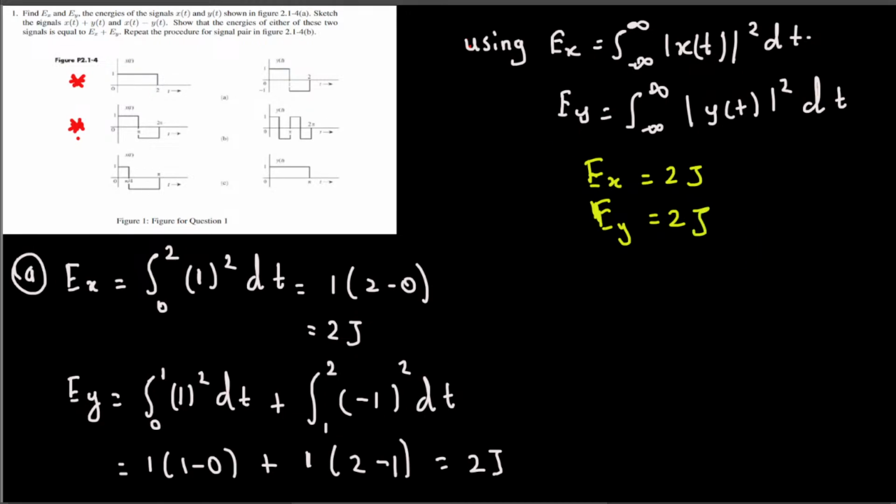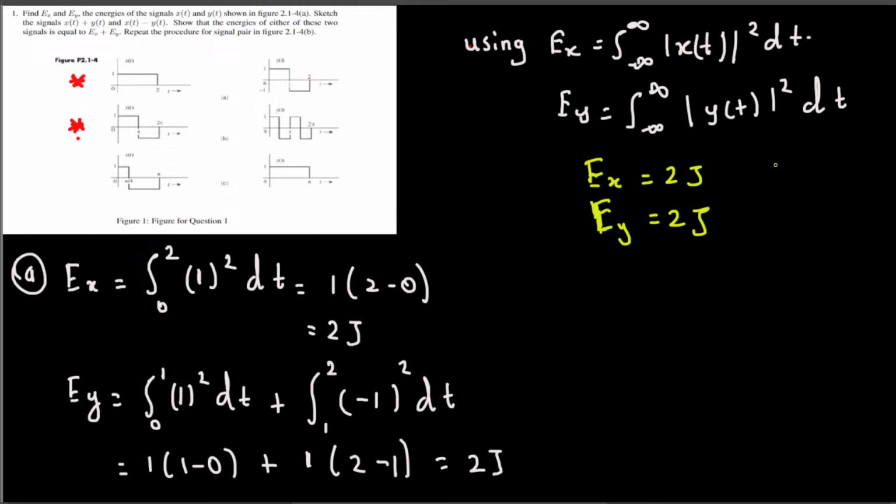Now let's see what the question is asking. Find Ex, Ey, that's what we did: the energies of the signals x of t and y of t shown in figure 2.14a. Sketch the signal x of t plus y of t and x of t minus y of t. Show that the energy of either of the two signals is equal to Ex plus Ey. First they're asking us to add, and then also to subtract, and we have to calculate the energy of these and prove that it is equal to Ex plus Ey.